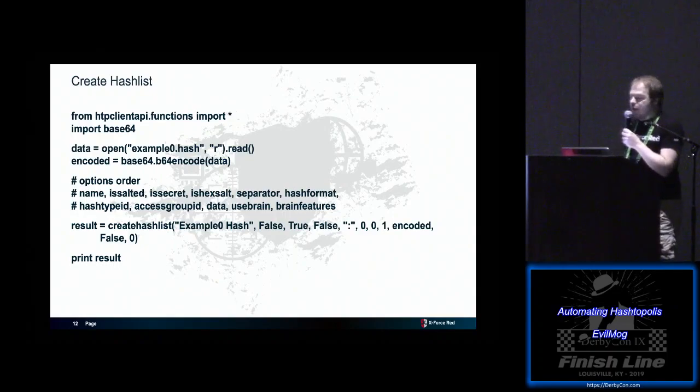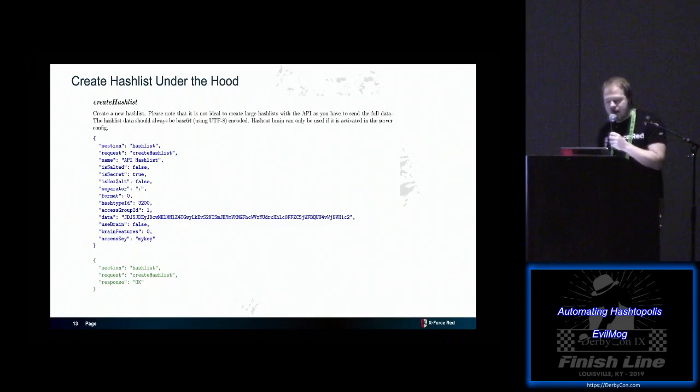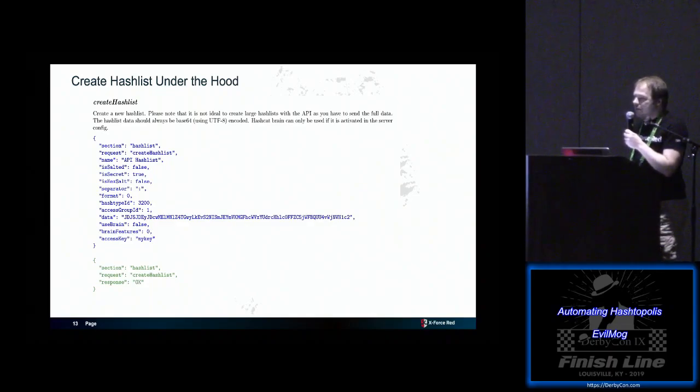So if we want to go create a hash list, for example, say you've pulled something out of CrackMapExec and you wanted to upload it to Hashtopolis, you import your functions, you import base64, you open up your hash list, you base64 encode your hash list, tell it create hash list, example hash, set all your various options, you know, is it salted, is it secret, print the results, and you get something like this. It gives you a nice, simple okay, not very many error logs unless you do something really stupid.